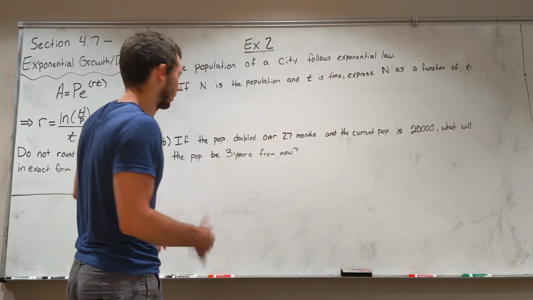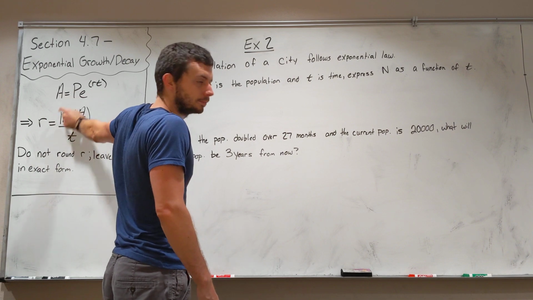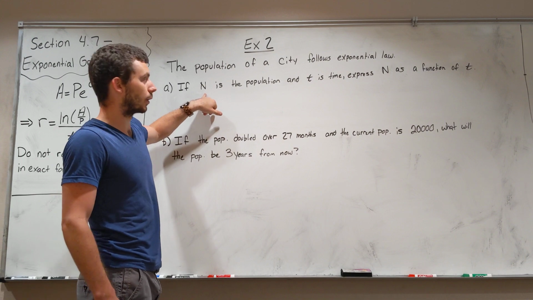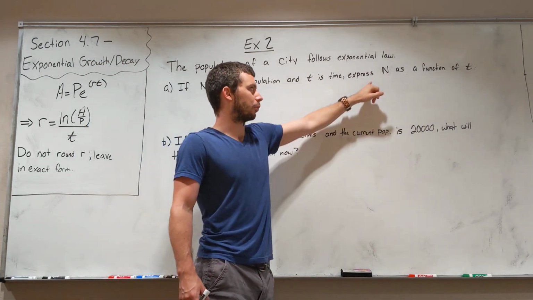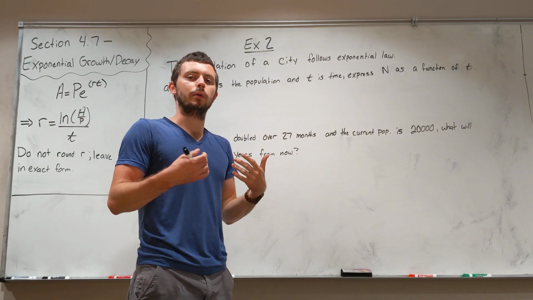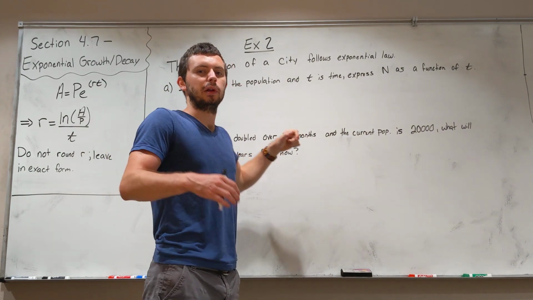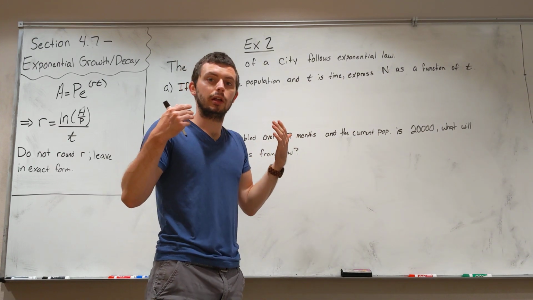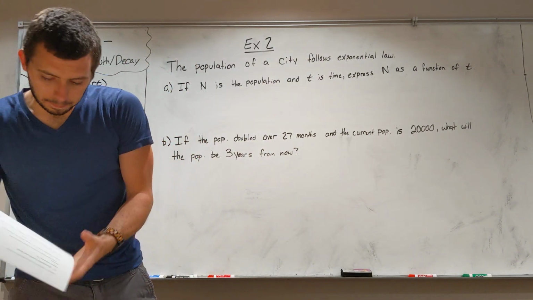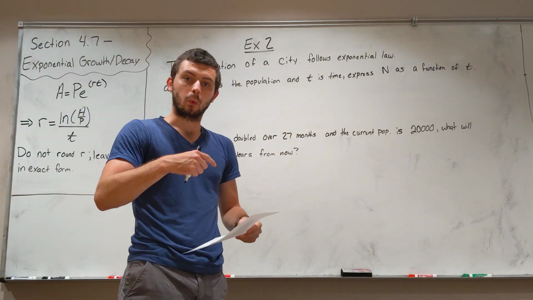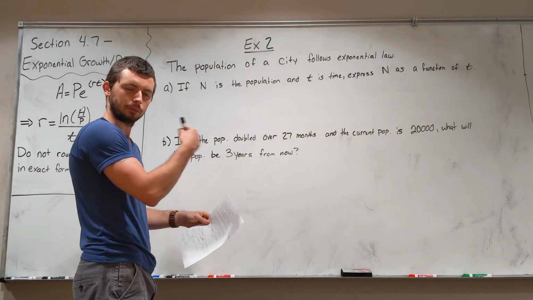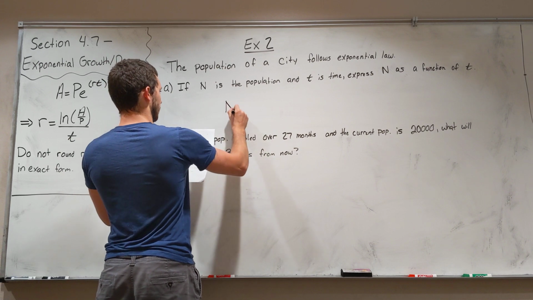All that means is that the population follows this formula. It starts off by saying, let N be the population, t is time, express N as a function of t. So it wants you to write down the PERT formula, but write it down in a specific, aesthetically pleasing way. I did have that written down before, so if you go back earlier in the video, you will recognize this form.